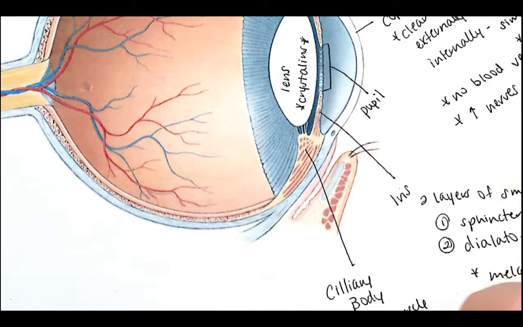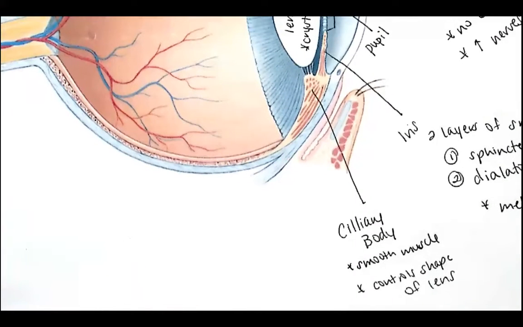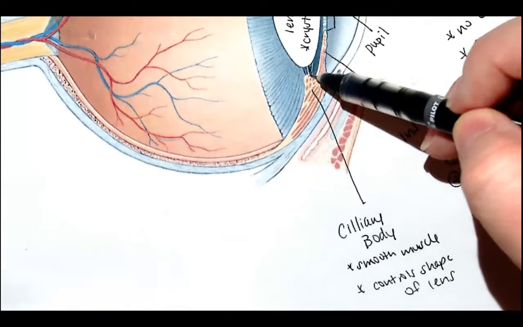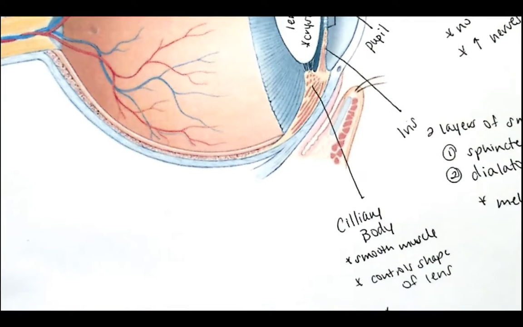Oh, you can't see that. There we go. Okay, its job is to control the shape of the lens. So if you look, this ciliary muscle here has all of these little tiny ligament attachments called suspensory ligaments.